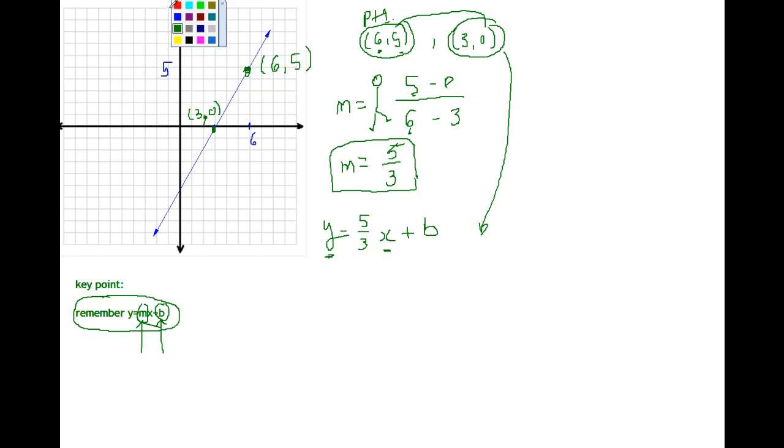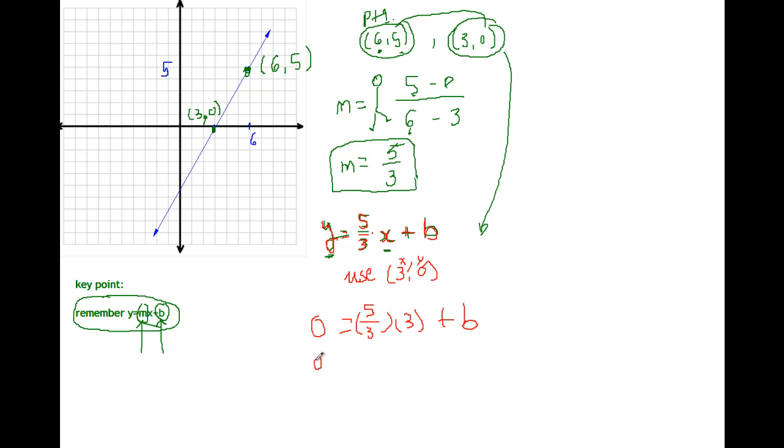This is the second step. As soon as you have the slope, you're going to plug it back in here. And the second step, the one in red, is here. Depending on what you want to do, for here I'm just going to use the easier point. So this is my y, this is my x. When x is equal to 3, my y is 0. And then using those two pieces of information, I'm going to find out what b is.